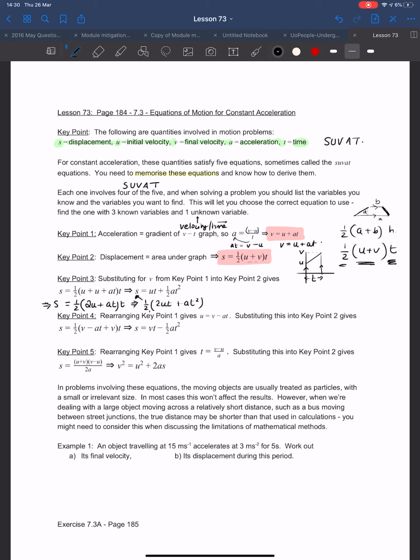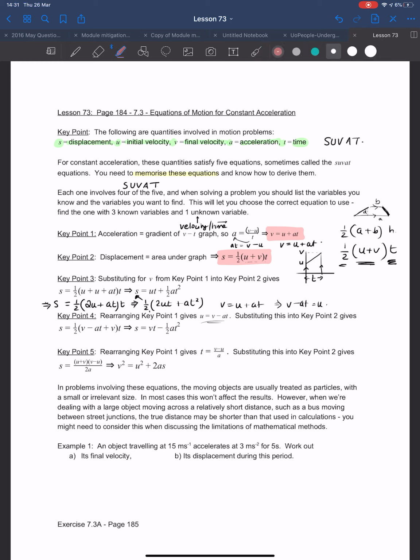Right, key point 4. Rearranging key point 1 gives u equals v minus at. So key point 1, v equals u plus at. So subtract at from each side. V minus at is u. Okay, and then substituting that into key point 2. So instead of replacing the v like we've just done, we replace the u. So it's a half, instead of the u, it's v minus at, plus v, times t. So that's instead of the u now. So you multiply out, 2vt times a half is vt. And then minus at squared with a half is minus a half at squared.